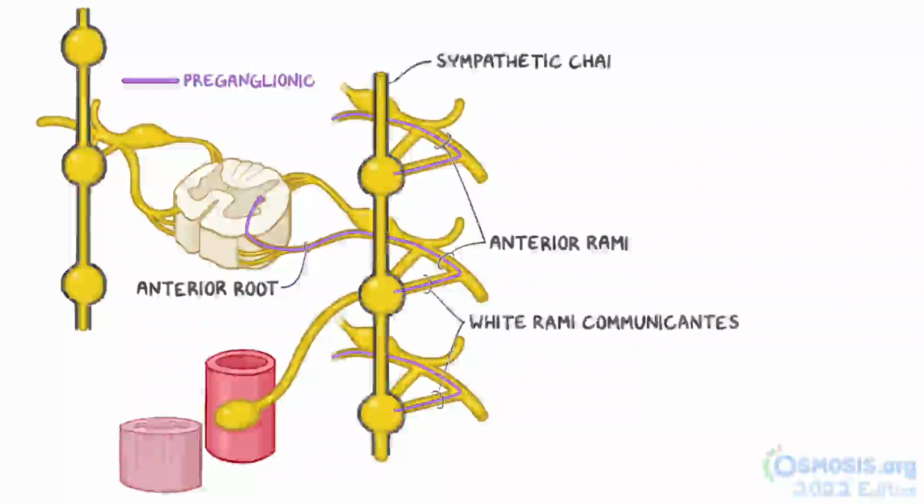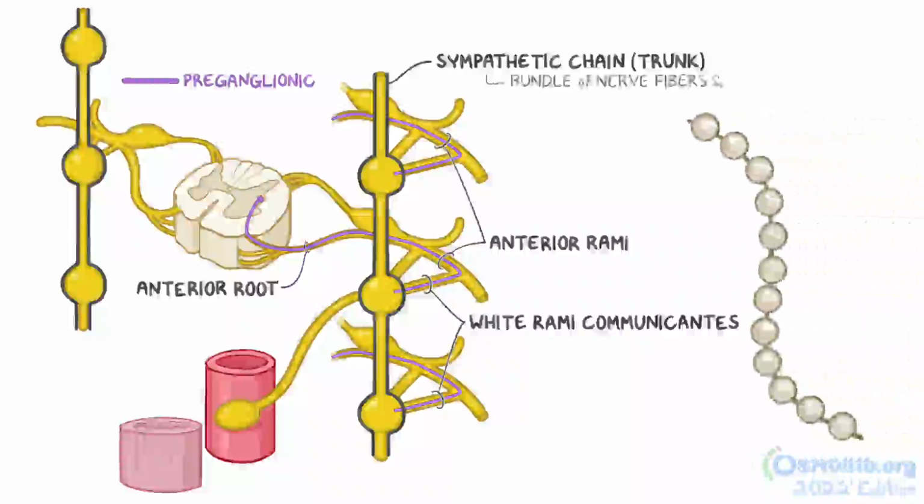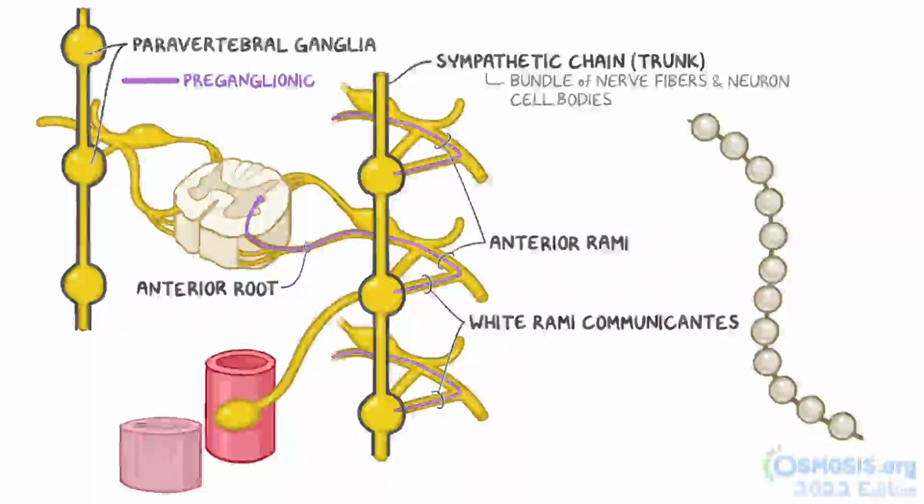The sympathetic chain, or trunk, is a paired structure that runs parallel on either side of the spinal cord, and it resembles an interconnected string of pearls. The sympathetic chain consists of a bundle of nerve fibers and neuron cell bodies. The neuron cell bodies within the sympathetic chain form the paravertebral ganglia.